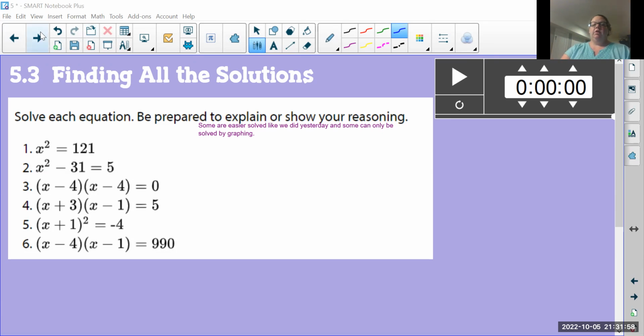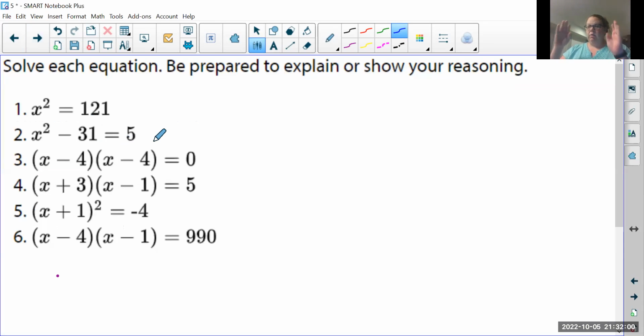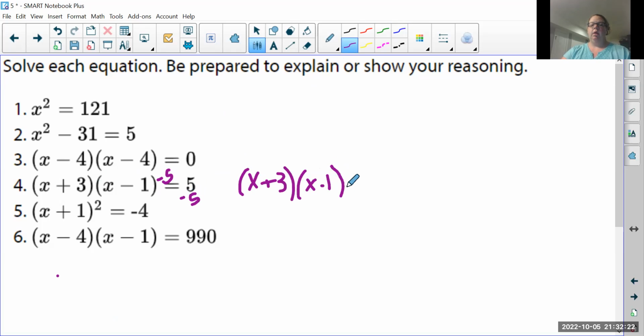The first thing we need to do for problem number 4 is it always has to equal 0 in order to put it into the calculator. If you don't understand what I'm talking about, go back and watch the video for section 3. For this one, I'm going to subtract 5 from both sides. So the equation I'm going to graph is (x plus 3)(x minus 1) minus 5 equals 0. As long as it equals 0, I can use the y equals part of my calculator.